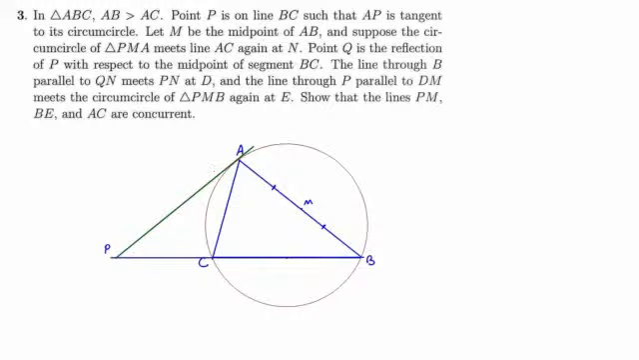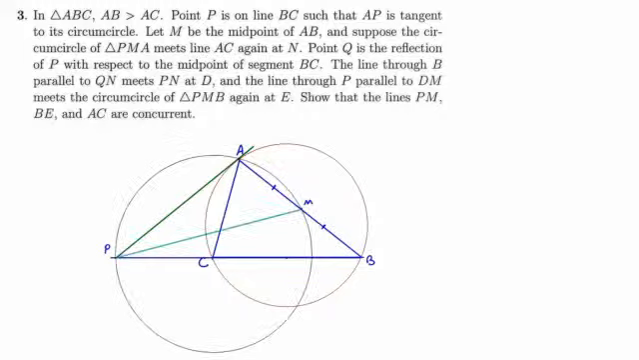And suppose the circumcircle of PMA meets line AC again at N. We consider the circumcircle of PMA, this black circle, which meets line AC again at N. Also, we've drawn the circumcircle of PMB because we need that for the rest of the problem.